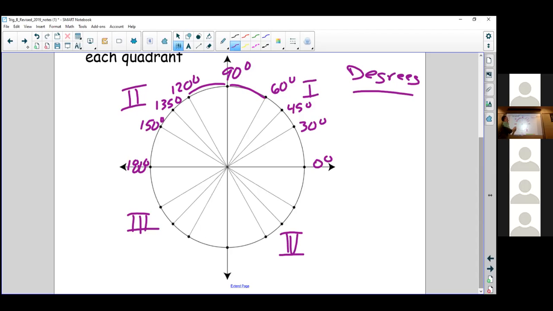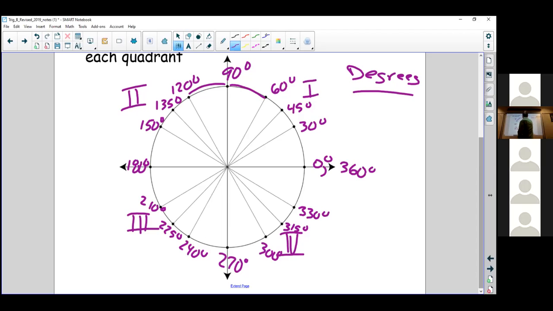Then we get down to quadrant 3. That's 30 degrees more, so that's 210 degrees, 225 degrees, 240 degrees, 270 degrees, 300 degrees, 315 degrees, and then 330 degrees. And then it takes us right back up to 360 degrees, and it starts over again. So 0 and 360 lie on the same location.